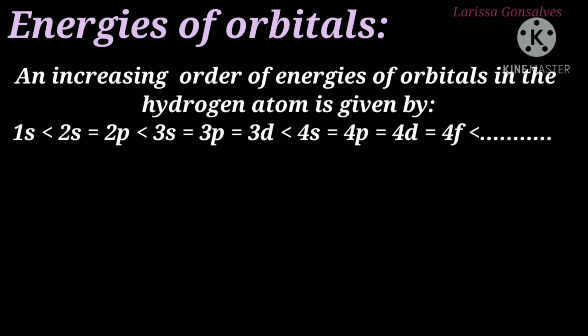So 1s will be smaller when compared to 2s, but 2s will be equal to 2p. Now we are moving on to the third shell. So 2s, which is equal to 2p, will be smaller when compared to 3s, and 3s will be equal to 3p and 3d. Now we are moving to the fourth shell. So all these values will be smaller when compared to 4s, and 4s will be equal to 4p, 4d and 4f, and this order will continue further.